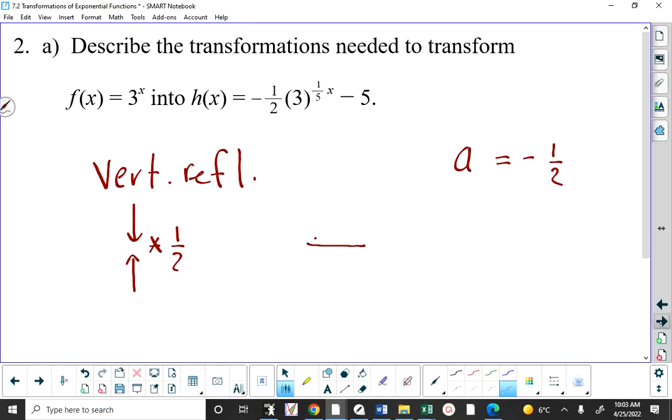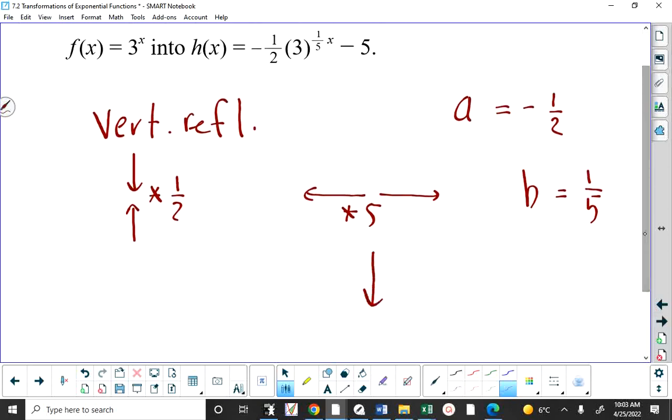There is a horizontal stretch by a factor of the reciprocal of B. B is 1/5. And there is a shift of 5 units down because K is negative 5. I should have asked, is this the same function in your note package as I've typed up here?